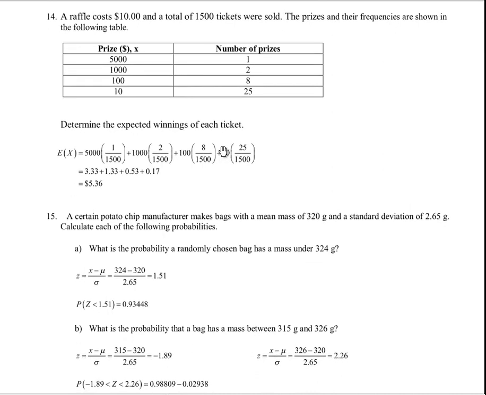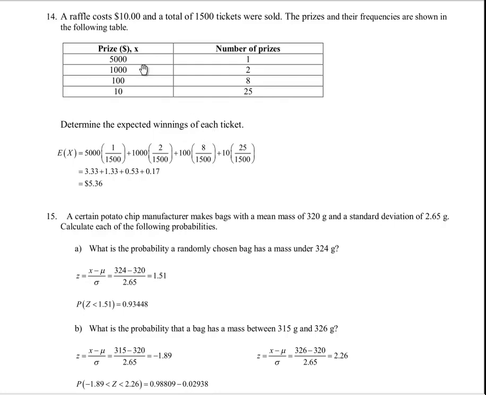For question number 14, a raffle costs $10 and a total of 1,500 tickets were sold. The prizes and their frequencies are shown in the following table. So there is 1 $5,000 prize, 2 $1,000 prizes, 8 $100 prizes, and 25 $10 prizes. You're asked to determine the expected winnings of each ticket, so that means of any one of the tickets.